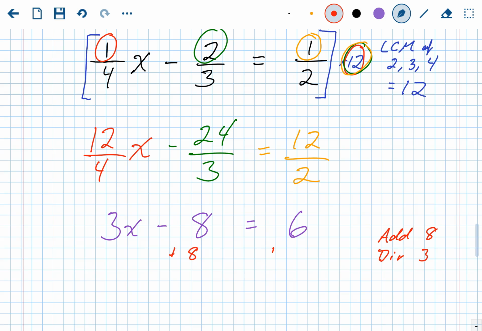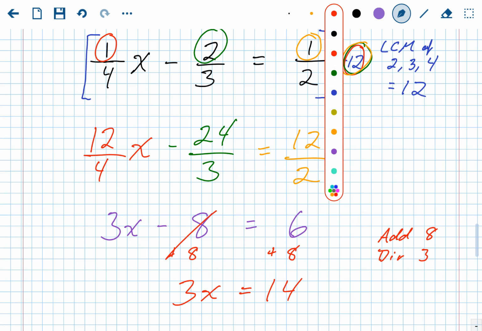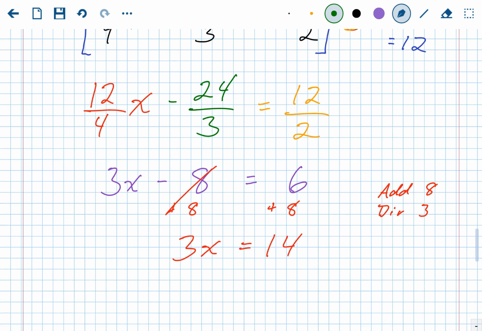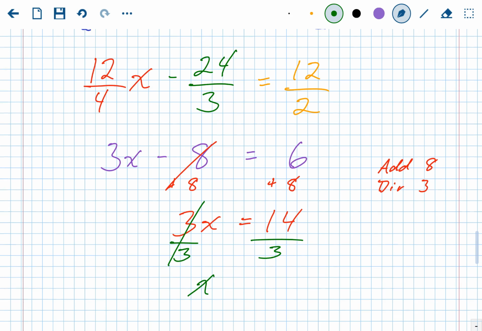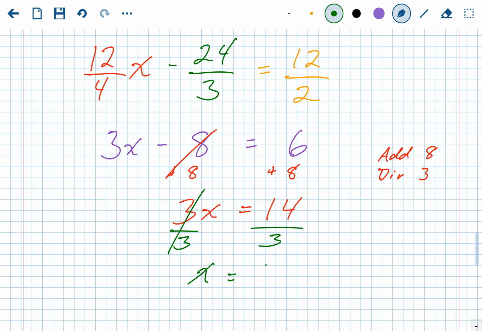So we'll add 8 to both sides. 8 crosses out on the left, leaves us with 3x equals 14. And then divide by 3. And it gives you the answer of x equals 14/3. Okay. And we're just going to leave our answers as fractions. No need to convert it to a decimal, no need to convert it to a mixed number. Just leave it 14/3.